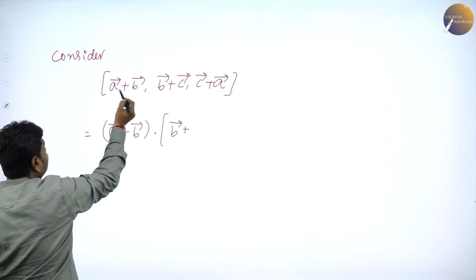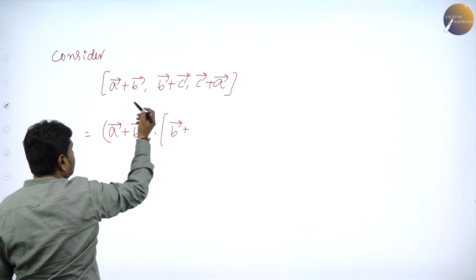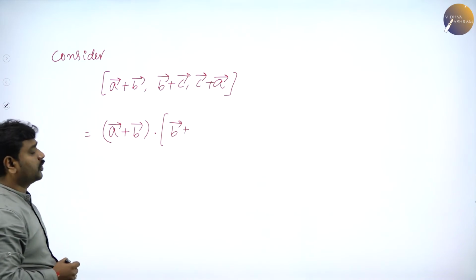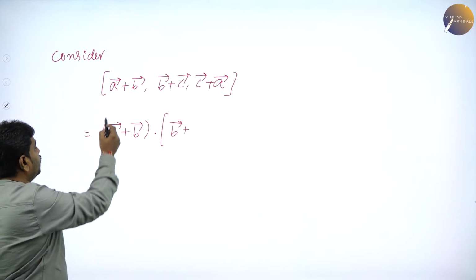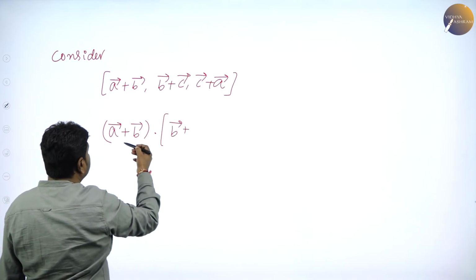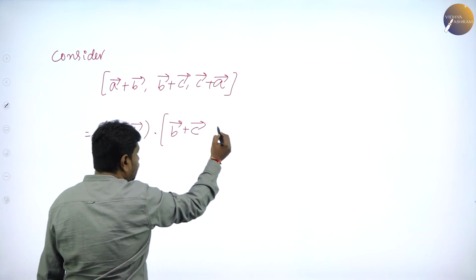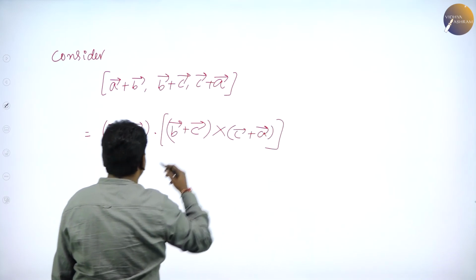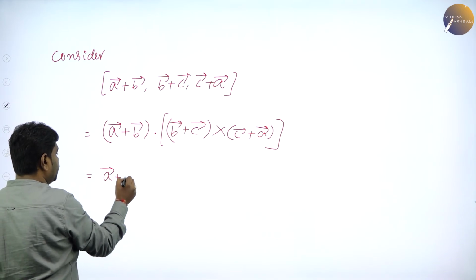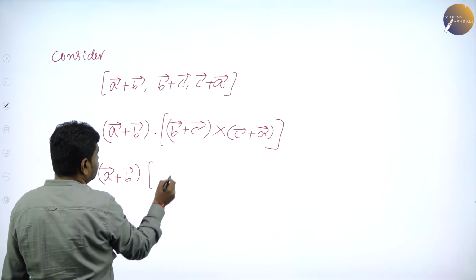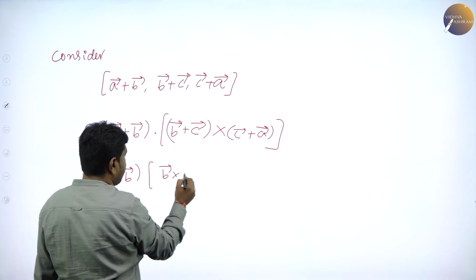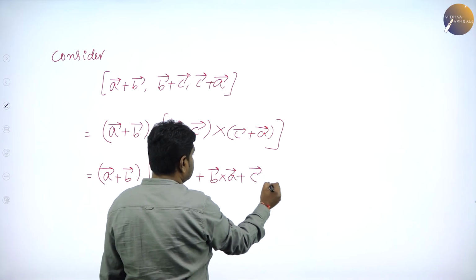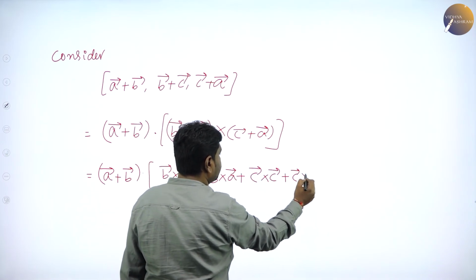All of you know, consider vector A plus vector B, comma, vector B plus vector C, comma, vector C plus vector A, box product. You know box product can be written as scalar triple product. I can write box [A+B, B+C, C+A] as (A+B) dot (B+C) cross (C+A). Now we'll simplify this. Vector (A+B) dot [B cross C plus B cross A plus C cross C plus C cross A].